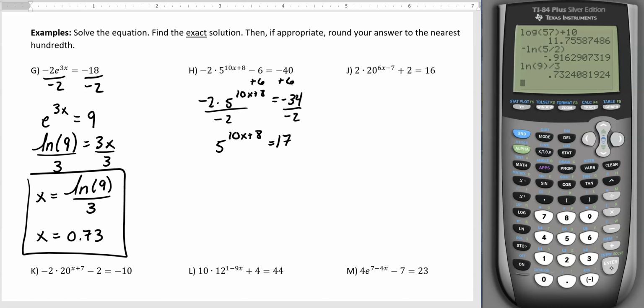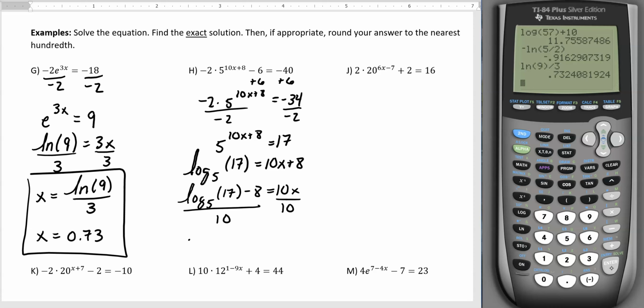So now is where we do that logarithm. So it would be log base 5 of 17 equals 10x plus 8. So now look at these things I have to undo for x. First thing is subtract 8 from both sides. So log base 5 of 17 minus 8 will equal 10x. And then to get x all by itself, just divide by 10. Divide both sides by 10, of course. So I have x equals log base 5 of 17 minus 8, all divided by 10.